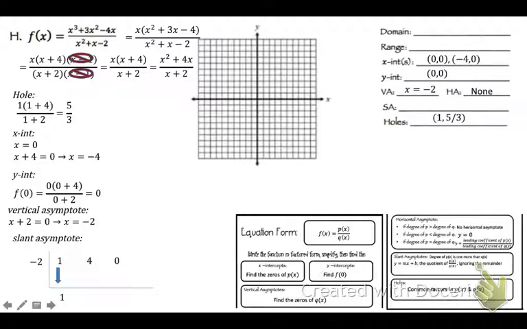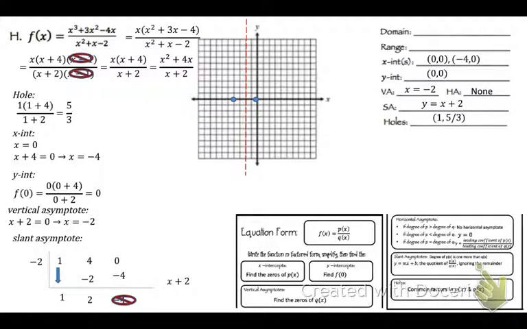There is a slant asymptote, though. So I'm just going to multiply that x back in to make this a little bit easier for myself, and I'm going to use synthetic division. Bring down the 1. 1 times negative 2 is negative 2. Add those, you get 2. 2 times negative 2 is negative 4. Add those, you get negative 4. That negative 4 is the remainder, and we're just ignoring it. So then that's x plus 2, and my slant asymptote is y equals x plus 2.